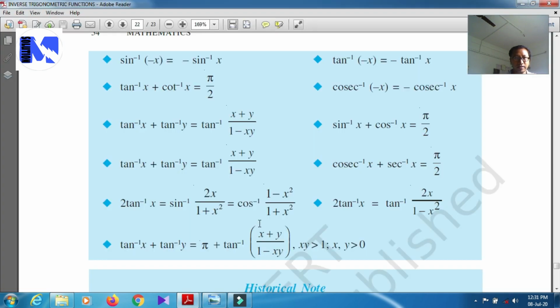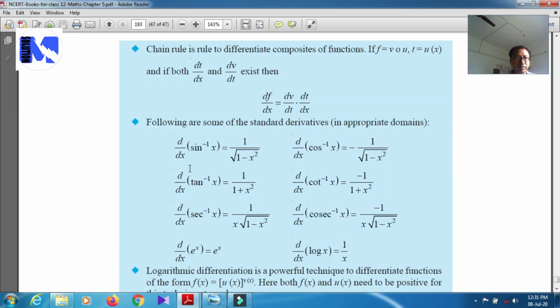Okay, you can see here, these are the differentiations of inverse trigonometric functions. The derivative of sin inverse x is 1 by this, cos inverse x is minus of this, tan inverse x is 1 by 1 plus x squared, cot inverse x is minus of 1 by 1 plus x squared. Okay, the derivative of sec inverse x is 1 by x root over x squared minus 1, then the derivative of cosec inverse x is minus of 1 by x root over x squared minus 1.